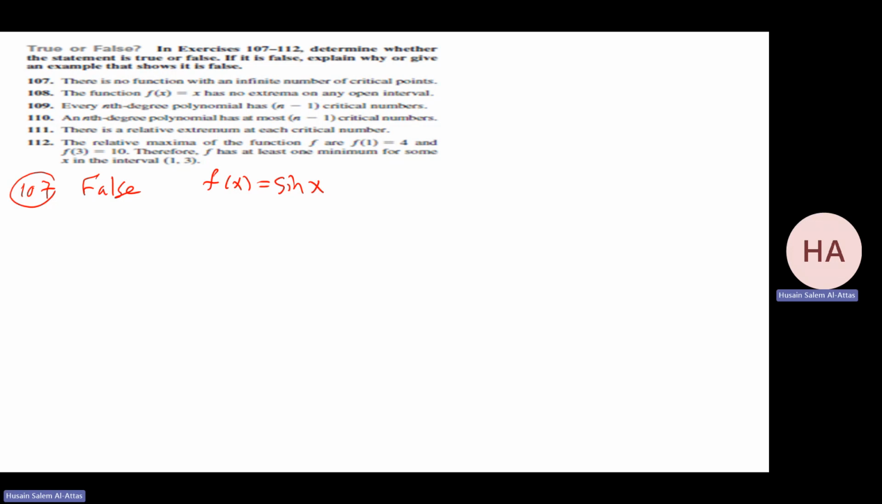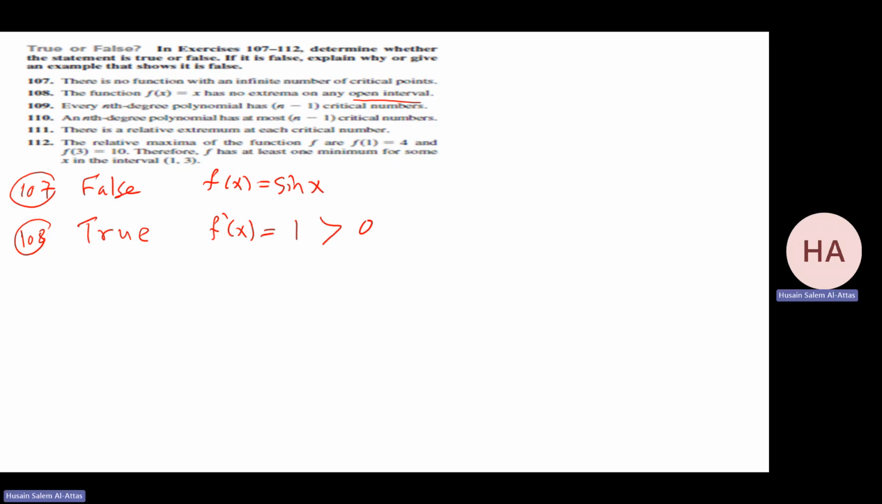The function f of x equals x has no extrema in any open interval. This is true. Why? Because f prime is always 1, which is positive, and I have an open interval. So there is no way I should have an extremum. There will be no change from positive to negative.